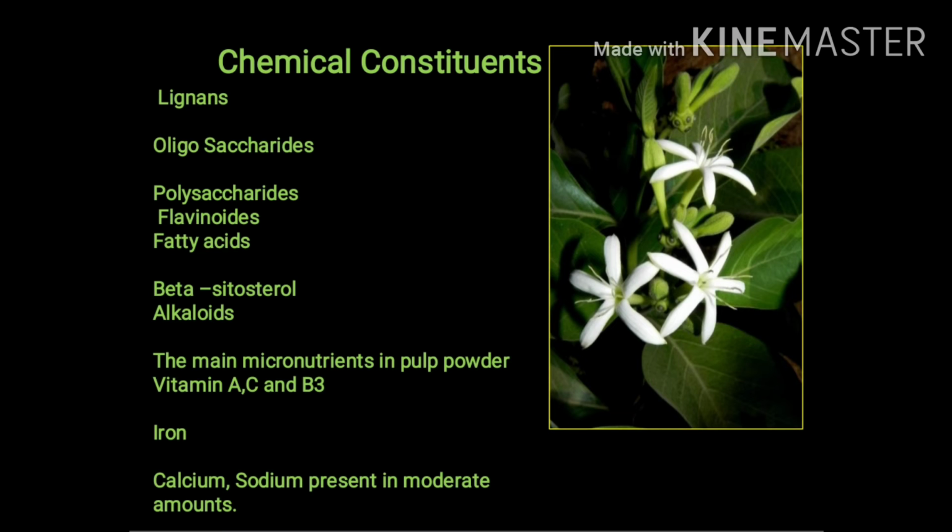The main micronutrients in the pulp powder are vitamin A, vitamin C and vitamin B3. It is a major source of those three vitamins, as well as there is a presence of iron, some other micronutrients and minerals, such as calcium and sodium.